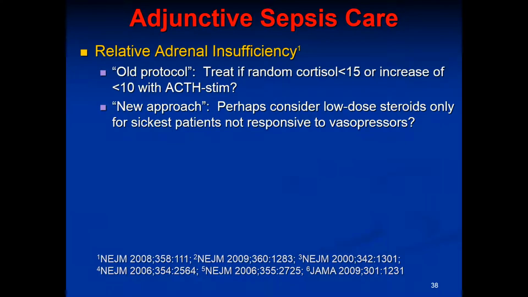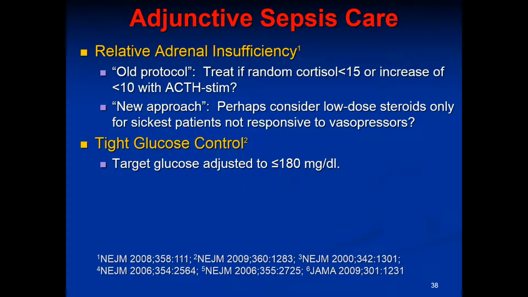As I mentioned, we don't have a lot of great data about what to do about steroids in sepsis. If someone has absolute adrenal insufficiency, we give them steroids to treat the adrenal insufficiency. This concept of relative adrenal insufficiency, does someone just not have enough quote-unquote juice to get through their illness? We used to think about doing cosyntropin stimulation tests and subdividing patients based on the response to that. The more recent data doesn't suggest that there's benefit of doing that. So as mentioned on the prior slide, perhaps consider low-dose steroids only for the sickest patients not responsive to vasopressors. We won't talk here about glucose management, but we used to pursue tighter glucose control based on earlier trials.